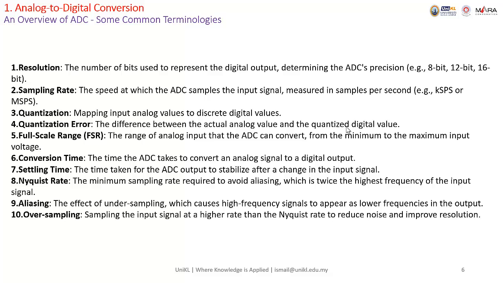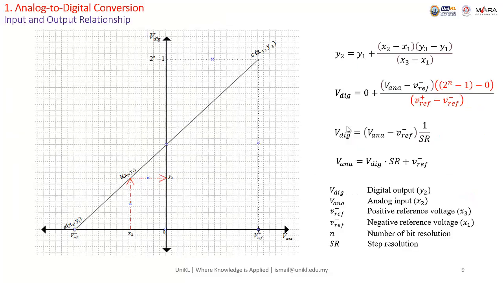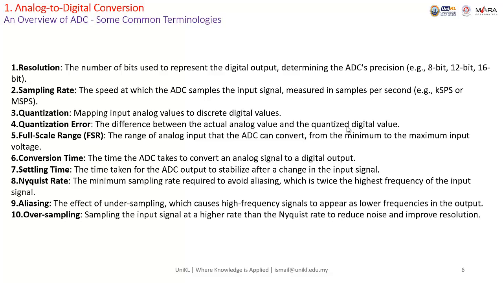Quantization means the way we map the input analog values to discrete digital values. From that we have quantization error, so the difference between the actual analog value and the quantized digital value. So we can see here later, right?